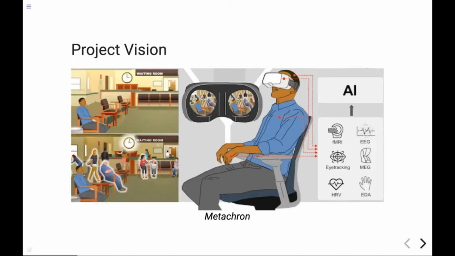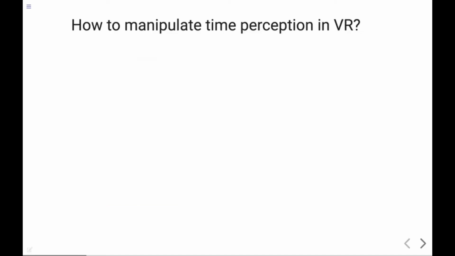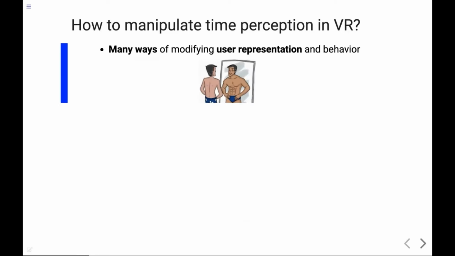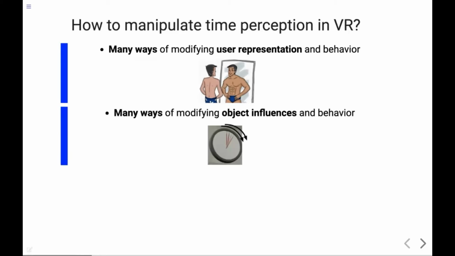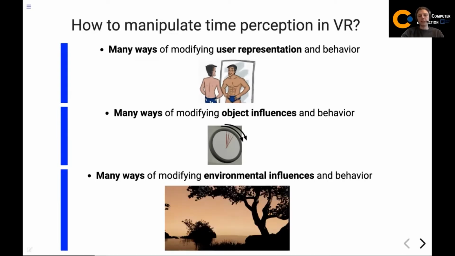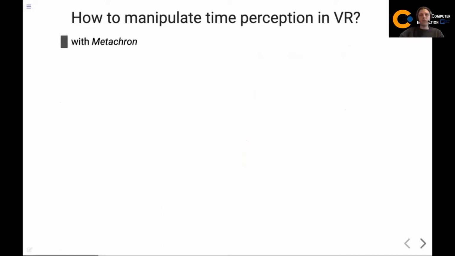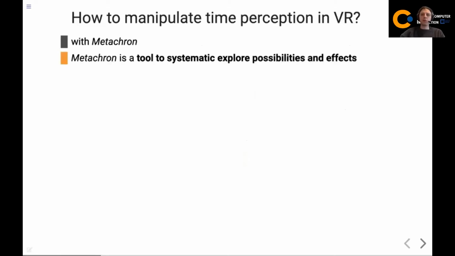But the question is how we can manipulate time perception in VR. In our perspective, there are many ways of modifying the user representation and behavior, but also many ways of modifying object influences and behavior. In addition to that, there are the influences coming through the environment setting. To answer this question, how to manipulate time perception in VR, we hope that Metachron will be a tool to systematically explore the possibilities and effects I already mentioned.